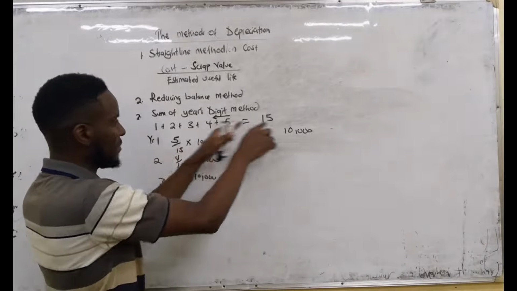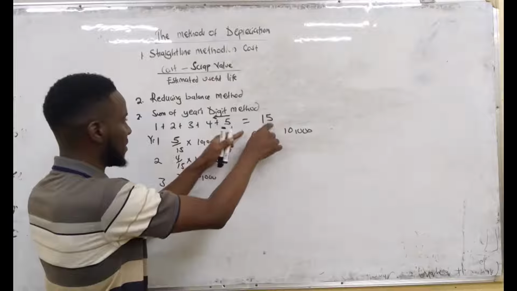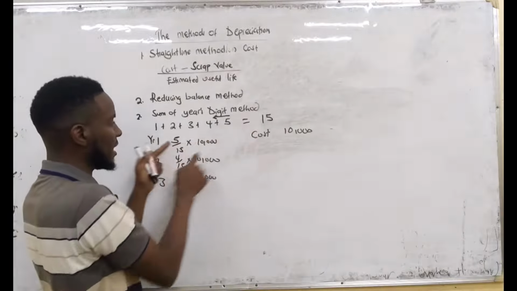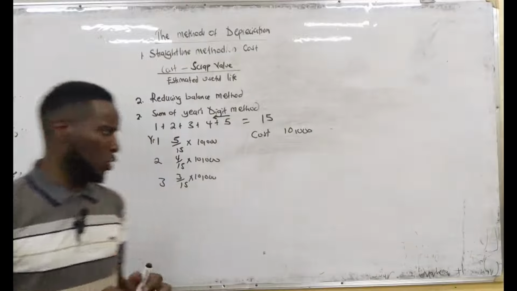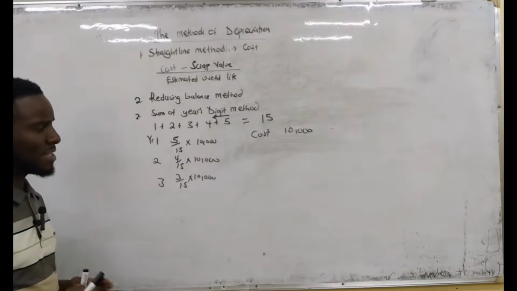Second year, 4 out of 15. Third year, 3 out of 15. Fourth year, 2 out of 15. And the last year will be 1 out of 15 times the cost of the asset. So that's what they call the sum of years digit method.